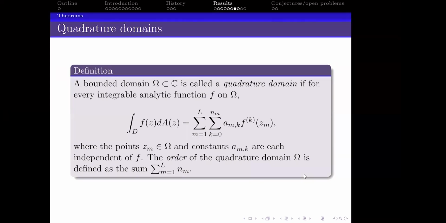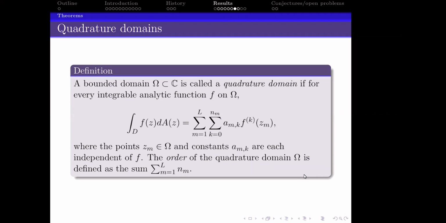So the Zm are independent of f. Whatever f you give, if you integrate, the result will only depend on values and derivatives at those points. If this happens, then we say it's a quadrature domain, and the order of this quadrature domain is the sum of those degrees. So to what highest derivative you take at each point, the order is the sum of all those.